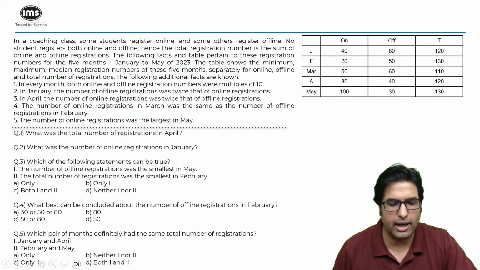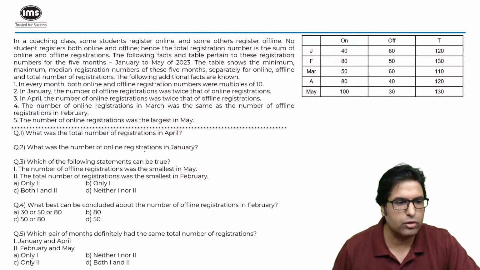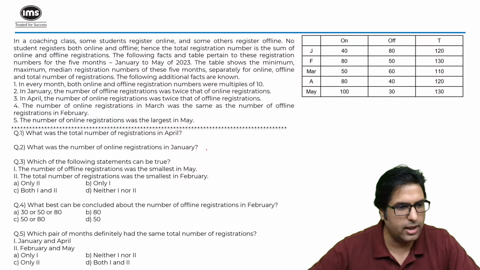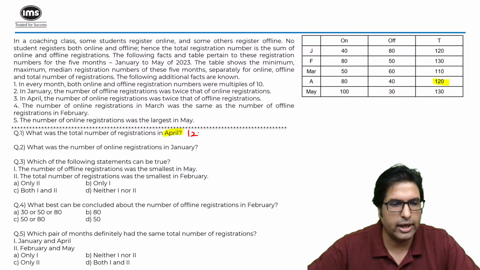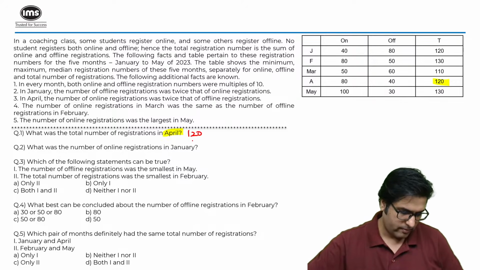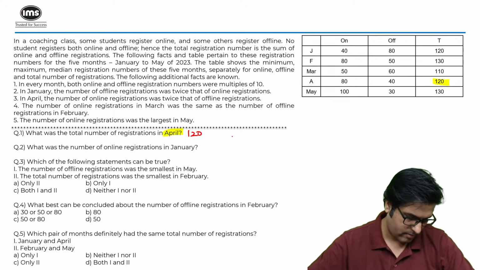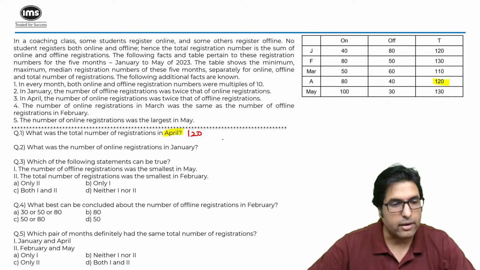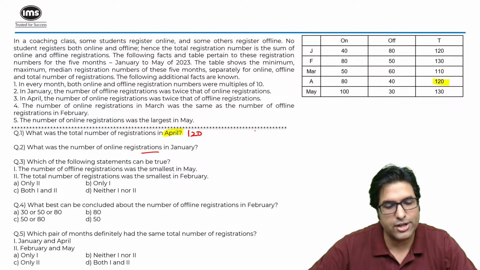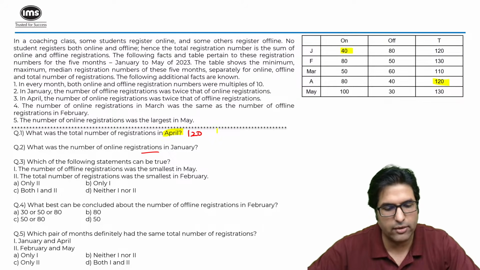This is the final table at the right hand side top that we have been able to solve. What was the total number of registrations in April? So total registrations in April, you can mark your answer as 120, theta based question. All right. What was the number of online registrations in January? Number of online registrations in January, the number is 40. You can plug in your answer as 40.